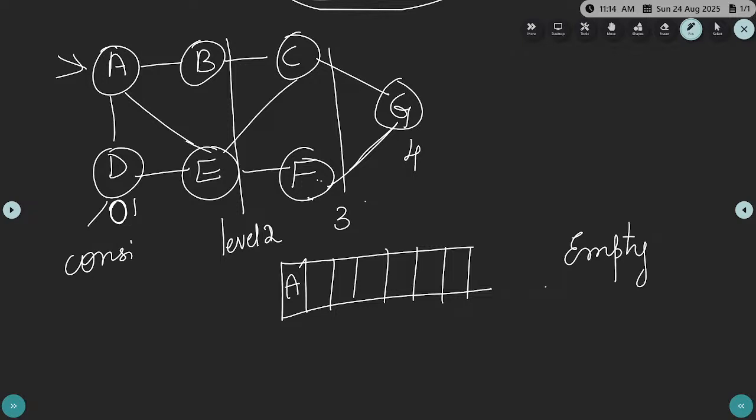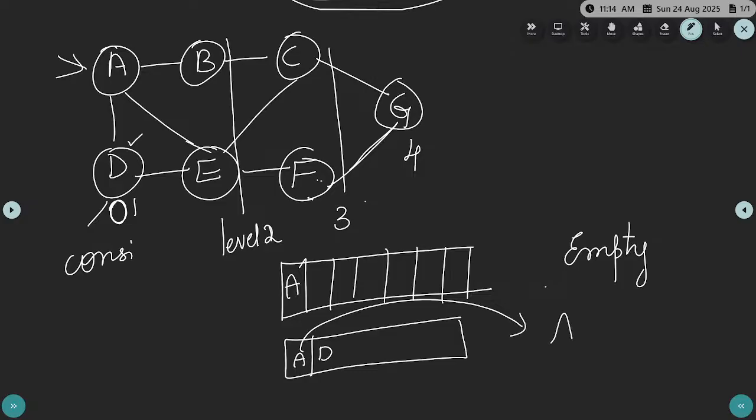Next, when you are visiting this node, which is level 0, next one, write down. Solve it. I am not going to solve it. When I add this, this will be discarded. So A will come here.